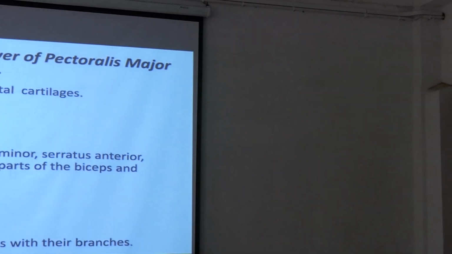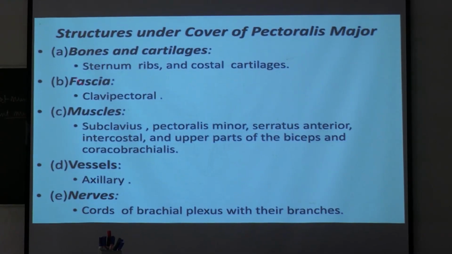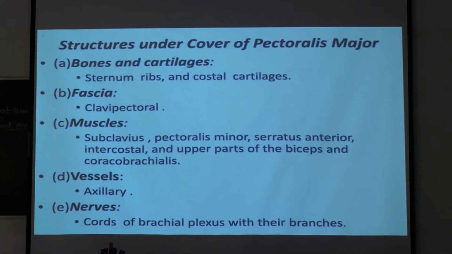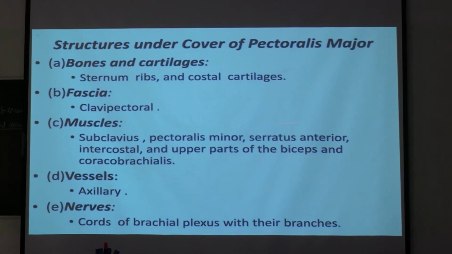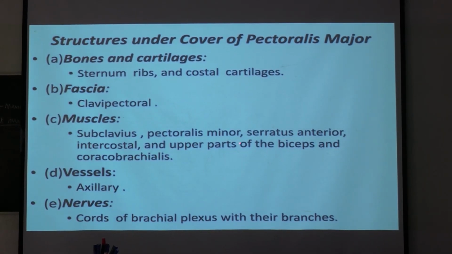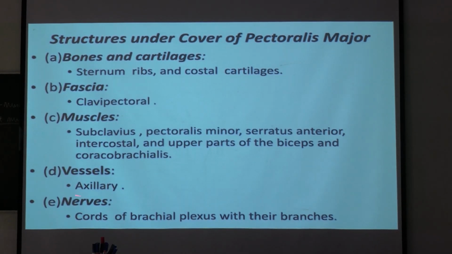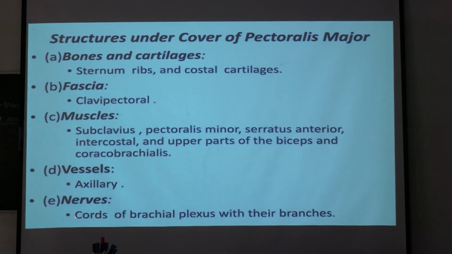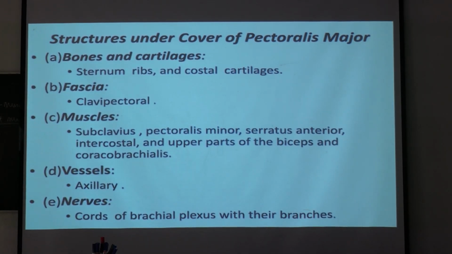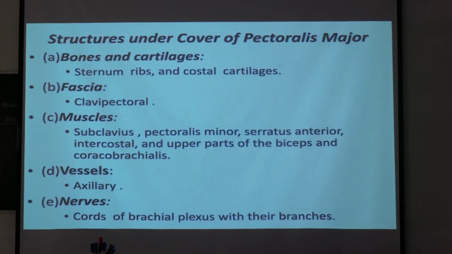Okay. Structures under cover of pectoralis major. What are the structures? Bones and cartilages: sternum, ribs and costal cartilages are lying beneath the pectoralis major. One fascia is there, the clavipectoral fascia, and the muscles are the subclavius, pectoralis minor, serratus anterior, intercostals, and the upper part of the biceps and coracobrachialis. So these are the muscles lying under cover of pectoralis major. Vessels are the axillary vessels, axillary artery and vein. Nerves are the cords of the brachial plexus with their branches. All those, lateral pectoral and medial pectoral, you will see they are branches of those cords of the brachial plexus.